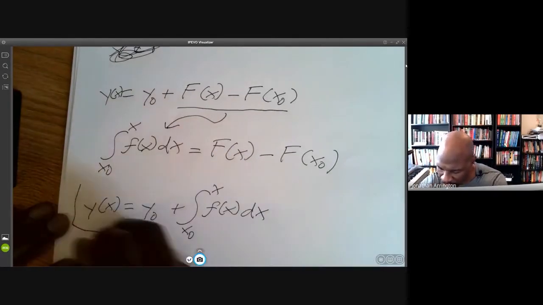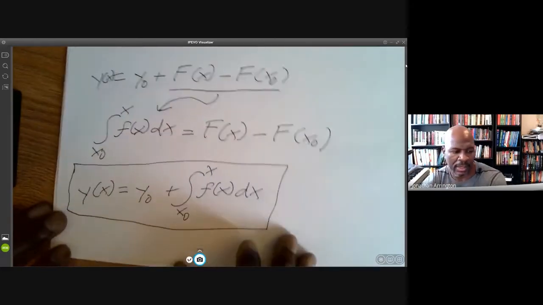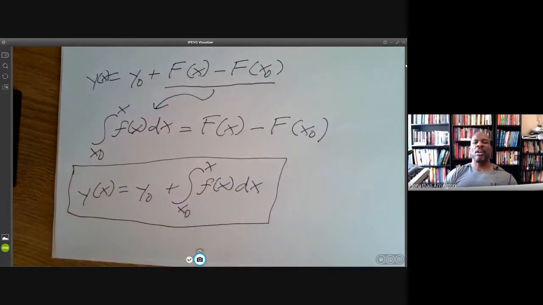So this guy is a formula we can use to solve the first order differential equation, where dy by dx is a function of only x, and it has the initial condition f of x naught equals y naught. So this is a formula we can use. And again, this is a function of x.